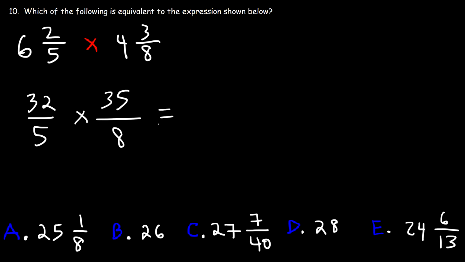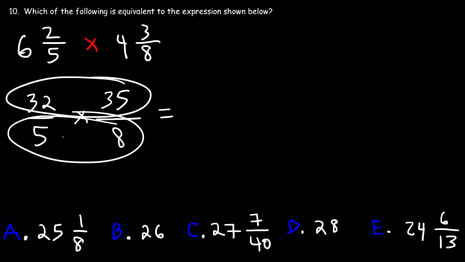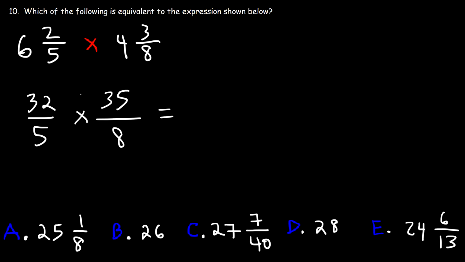Now when multiplying two fractions, you can multiply across. So you can do 32 times 35 and 5 times 8. But if you do it that way, you're going to have to simplify a very large number. 32 times 35 is 1120. And so it's going to be a lot harder to do it that way. Instead, it's best to break down these numbers into smaller numbers and cancel before you multiply.